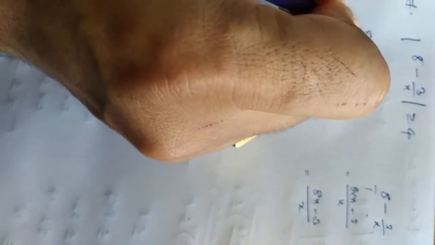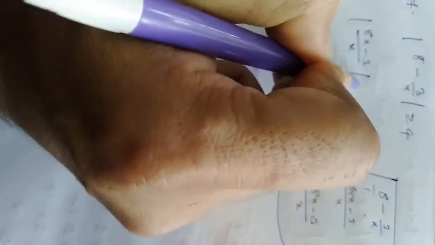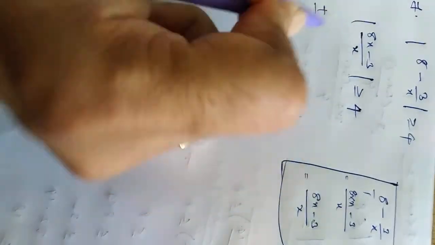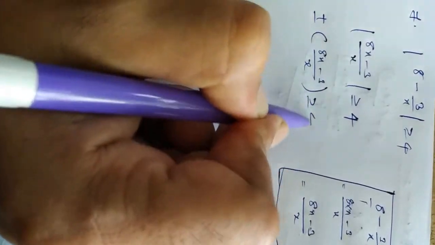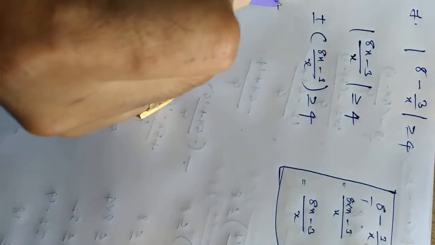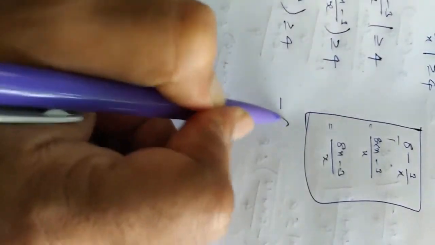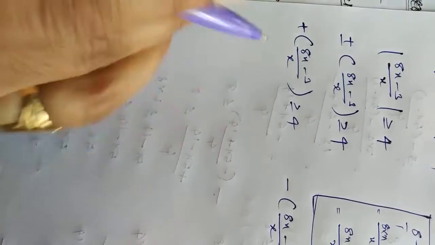So this value is equal to 8x minus 3 by x, modulus of (8x minus 3 by x) greater than or equal to 4. Removing the modulus, plus or minus: 8x minus 3 by x is greater than or equal to 4. We can take the plus one: 8x minus 3 by x is greater than or equal to 4. And the next one is to take the minus: minus (8x minus 3 by x) is greater than or equal to 4. So simplify this, first this one.